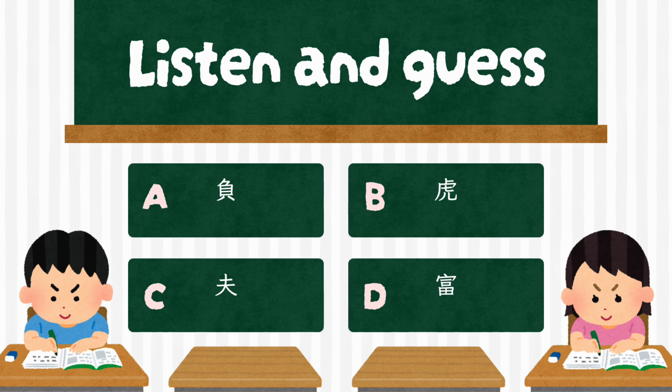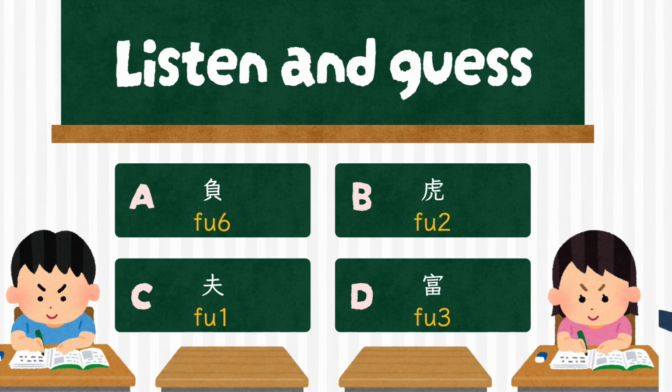The answer is C. Fu. A is tone 6. B is tone 2. C is tone 1. And D is tone 3.